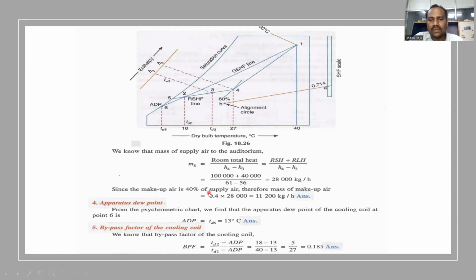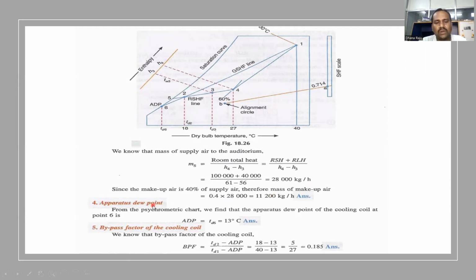But only 40% is supplied as makeup air. Therefore, the mass of fresh air supplied to the room is 40% of 28,000. So 0.4 into 28,000, it is 11,200 kg per hour. In this way, you need to calculate the mass of fresh air.